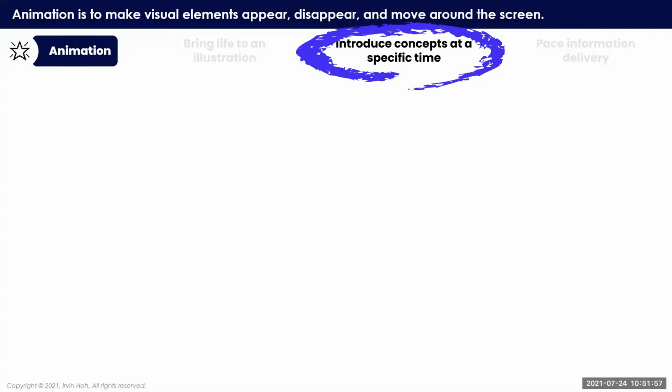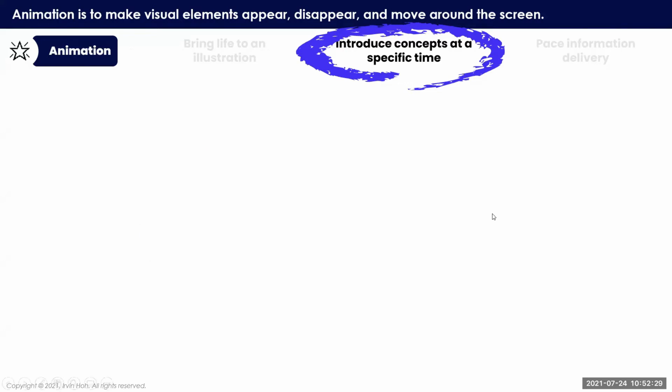All right, we have learned about how to use animation to bring life to an illustration, right? The next animation that I'm going to walk you through is to apply the animation to introduce concepts at a specific time. Sometimes when we want to talk about concepts, we want to reveal them piece by piece, right? So that people will not get confused with your whole concept. So let me give you this example, okay?